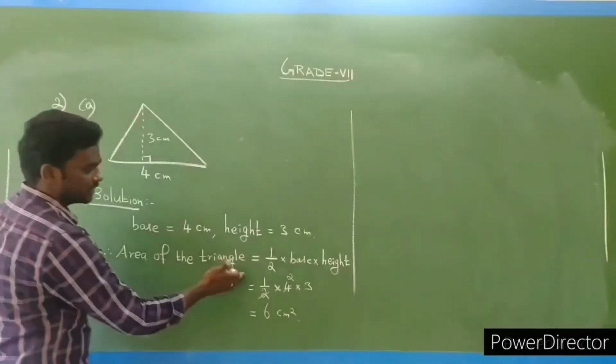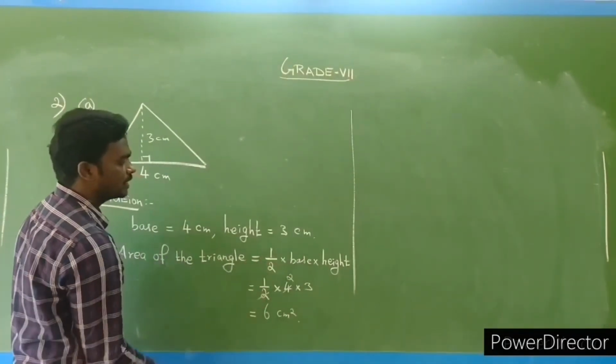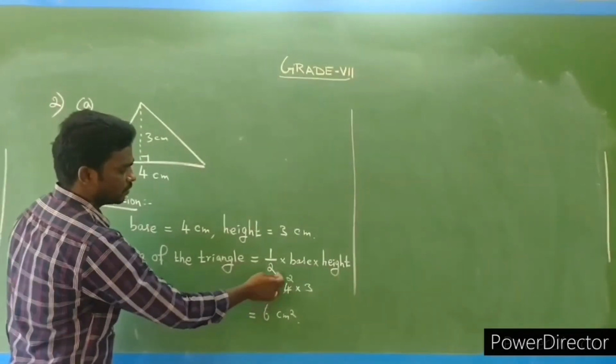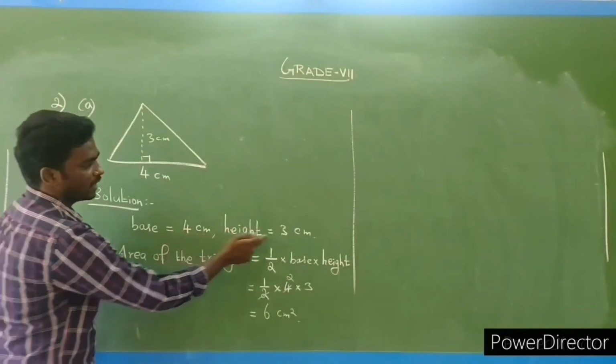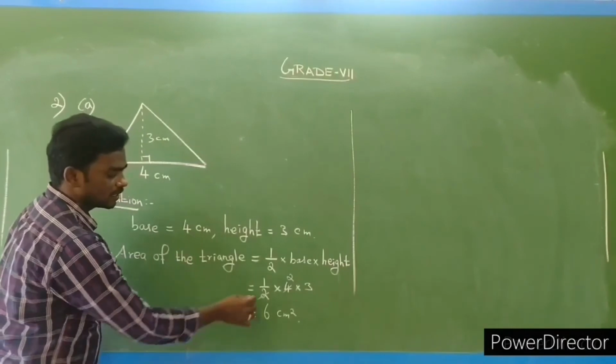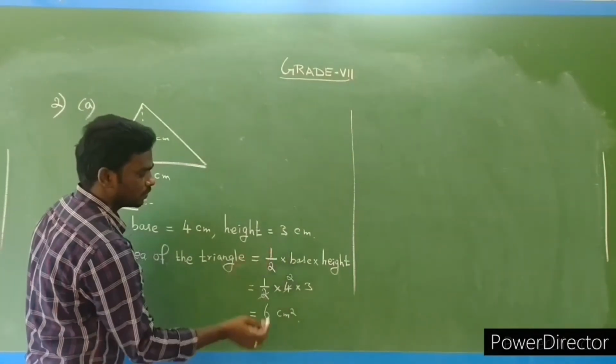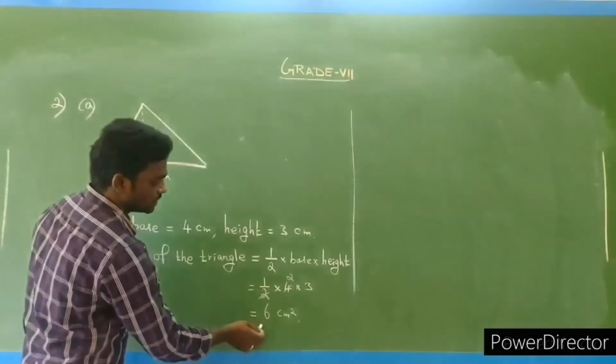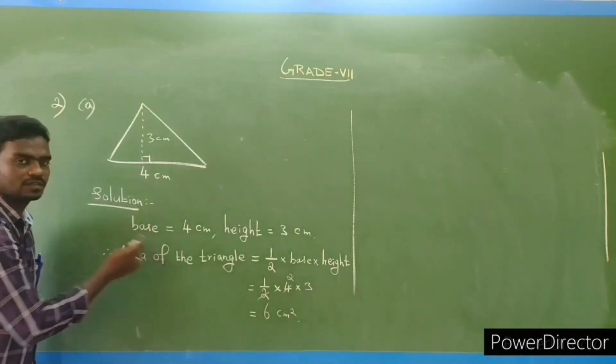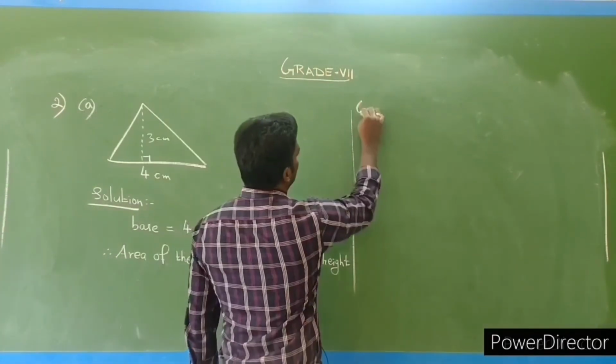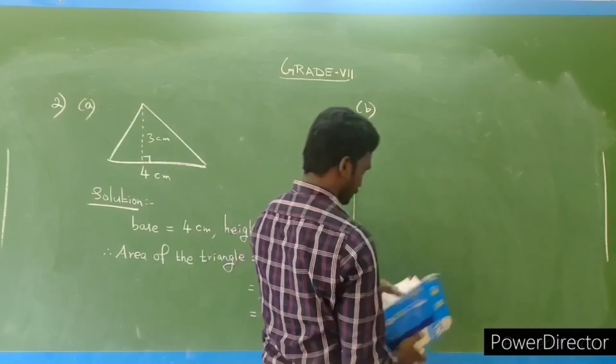Therefore area of the triangle is equal to half of base into height, which is equal to half into base value is 4 centimeter and height value is 3 centimeter. Here 1 2s are 2 and 2 2s are 4. So 2 into 3 is equal to 6 centimeter square is the area of the triangle. Next, B question.